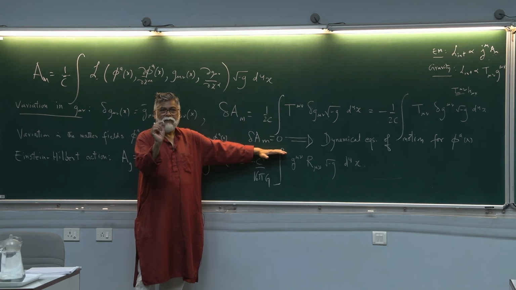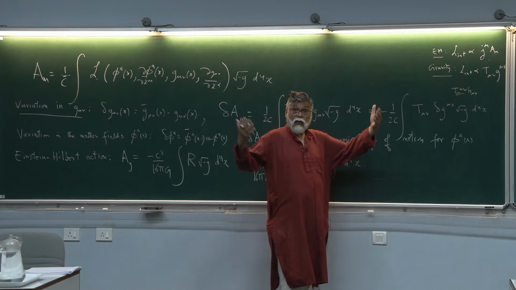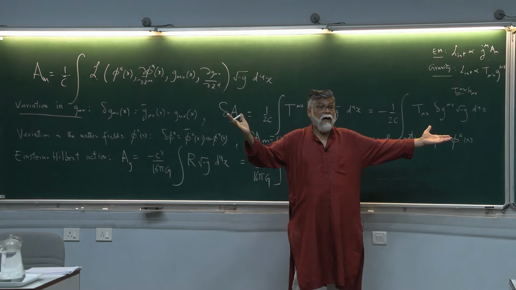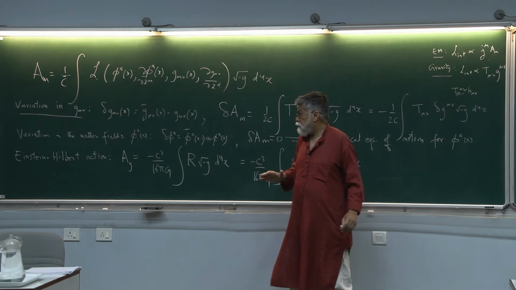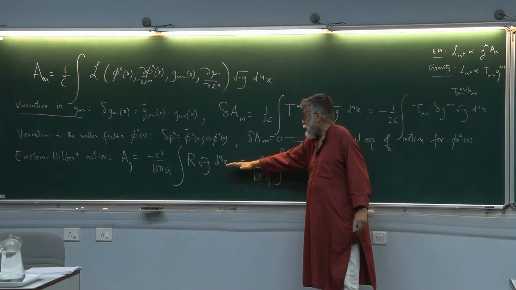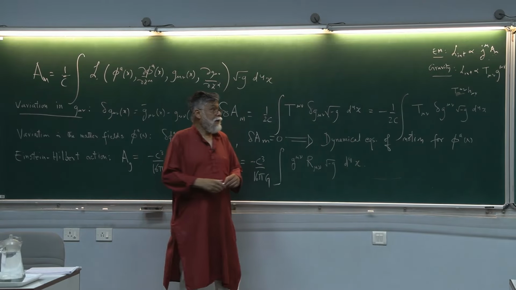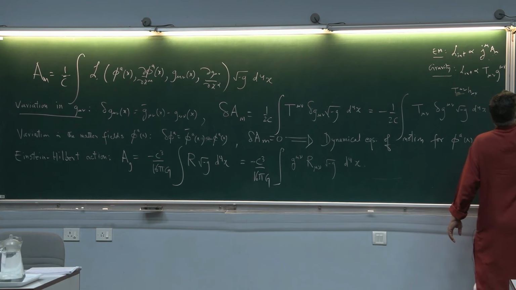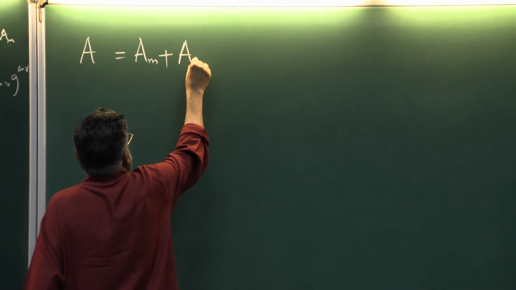Therefore, when you vary by a tiny amount, delta A_m must be 0 up to first order in the variation, and you get your dynamical equation for the matter field. Now we should do the same thing. We should vary the metric and get the equations of motion for the dynamical field. But the metric is not only appearing in the Einstein-Hilbert action, the metric is also appearing in the matter action. So therefore, the full action is the matter action plus the action of the geometry or the gravity.